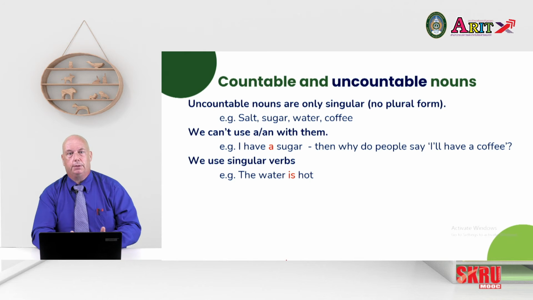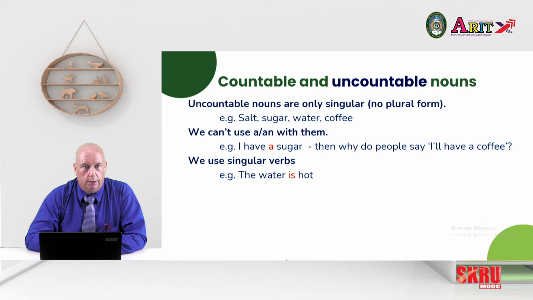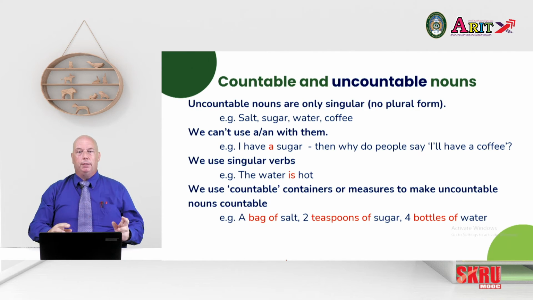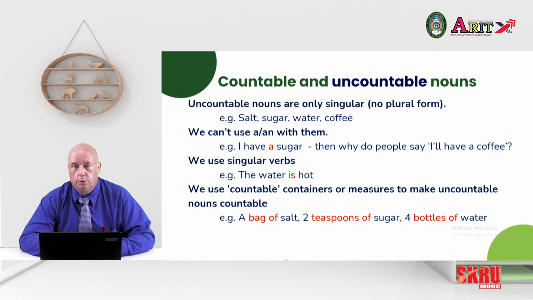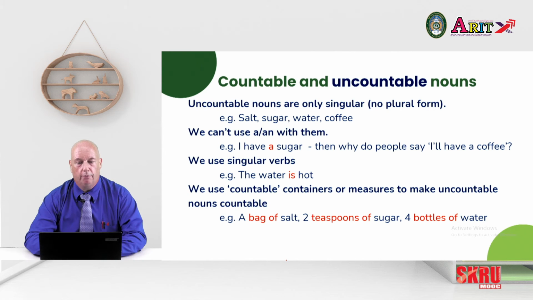We use singular verbs. So the water is hot, the coffee's hot, the salt is on the table, not the salt are. We use countable containers or measures to make uncountable nouns countable. And that's where you'll have seen these come along. A bag of salt, 2 bags of salt. Bag is a countable noun, and we use that to make the salt countable. 2 teaspoons of sugar, 4 bottles of water. The water's uncountable, but the bottle is countable. So we often pair those up.